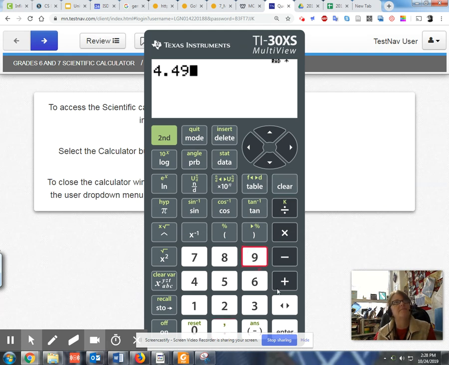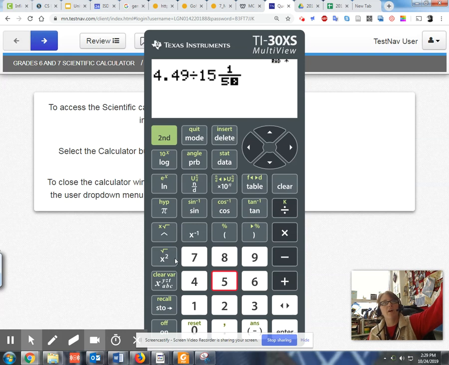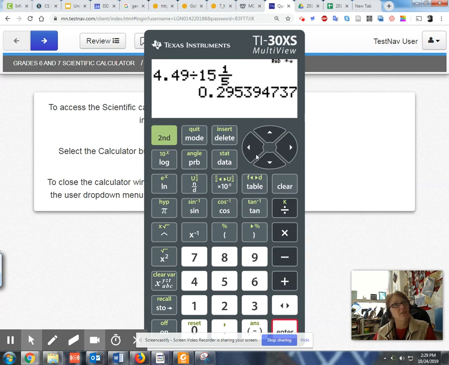$4.49 divided by 15. Now I got to get my mixed number on here. 15 and 1/5 batches. Now stop and think here. $4 something, I'm dividing by 15. I'm just going to be left with pennies. There's not going to be dollar amounts here. It's just pennies per batch. 30 cents about. Oh, look at that. I get a long decimal here.